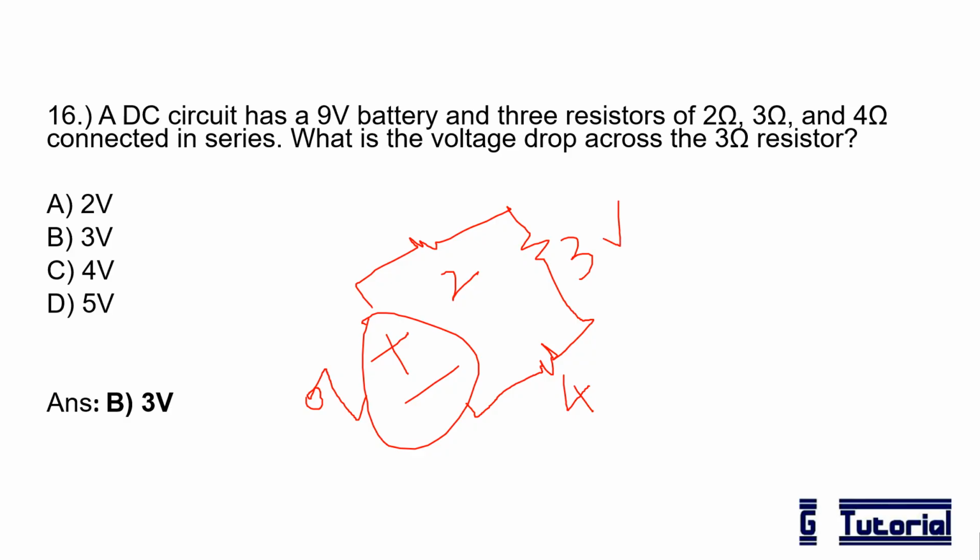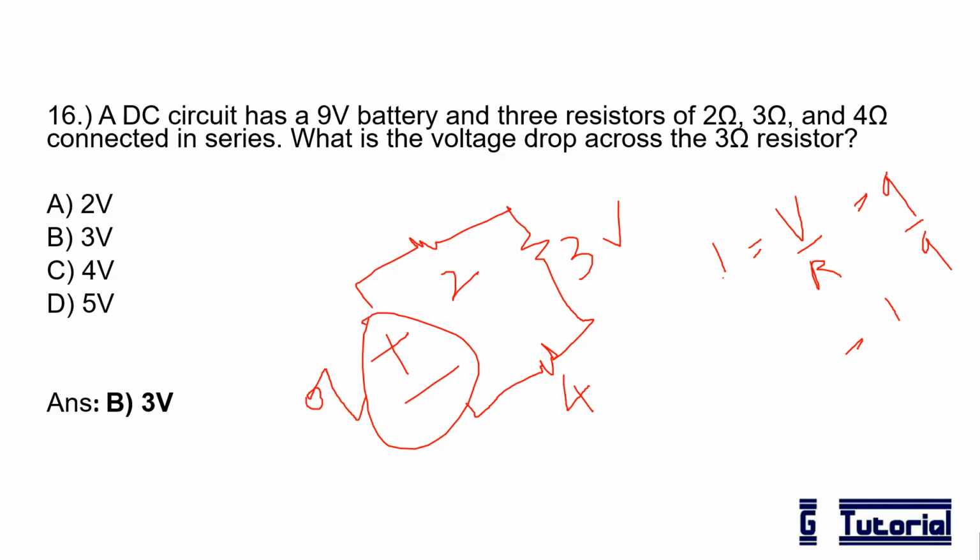First, we have to find the current flowing through the circuit. Current I is given by V by R equivalent. The circuit is in series, so R equivalent is 2 plus 3 plus 4, which is 9. Voltage is 9 and equivalent resistance is also 9. So 9 by 9, 1 ampere current flows through the circuit. The current through each resistor is also 1 ampere since the circuit is in series.